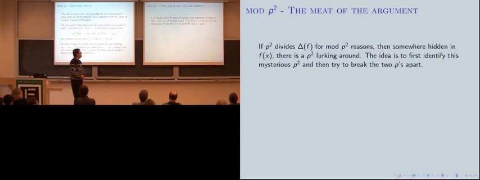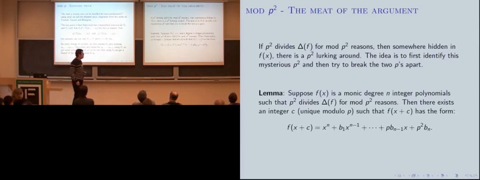Okay, so from now I'm not going to be looking at arbitrary polynomials, so I'll just be focusing on discriminants. So for P squared to divide it for mod P square reasons, that means somewhere in your f there's a hidden P square that you cannot break apart. So what we try to do is first find this P square and then break it apart.